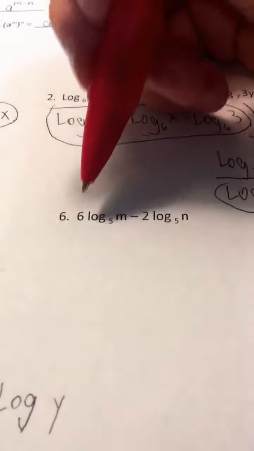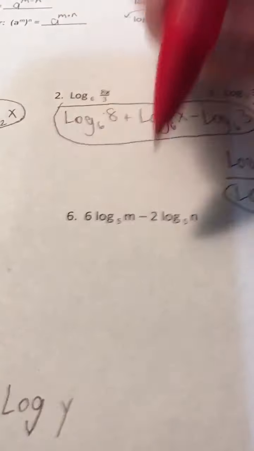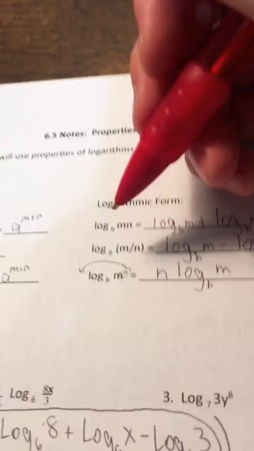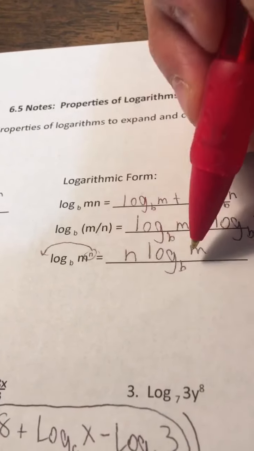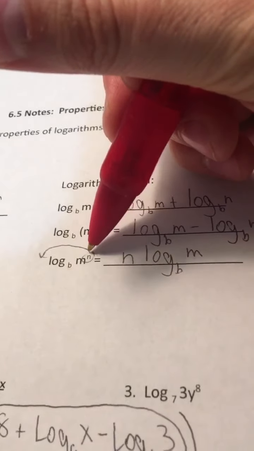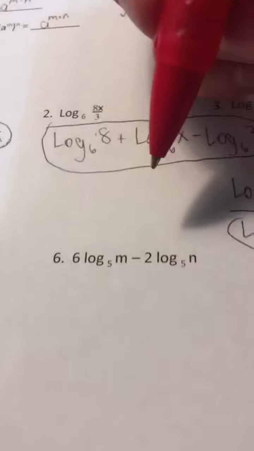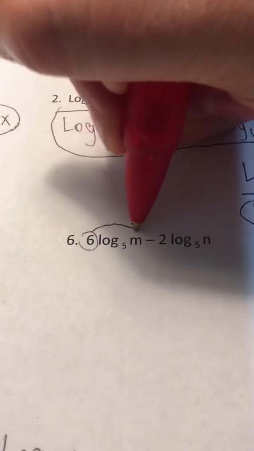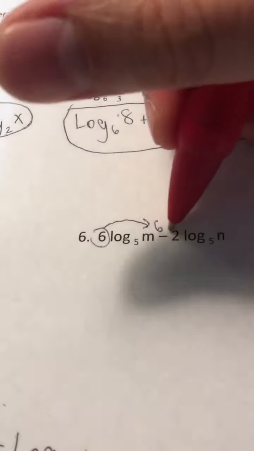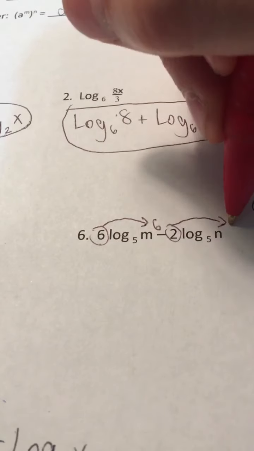So number 6, I'm going to do the same thing. Now number 6, you notice there's numbers in front of these logs. All right, that power to power property, if you have something in front of the log, that means that number was a what? An exponent. So I'm going to use that here. Number 6, this 6, I can move it up here, make this m to the 6th. And the same thing with the 2. Move it up here, make that n to the 2nd.